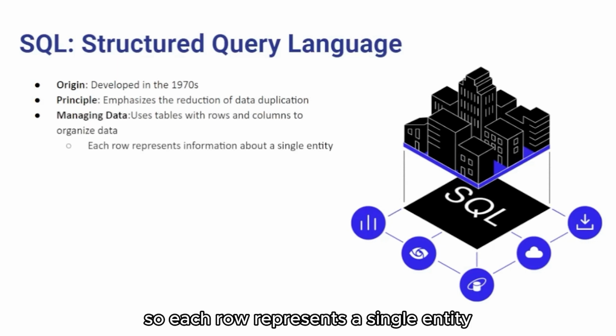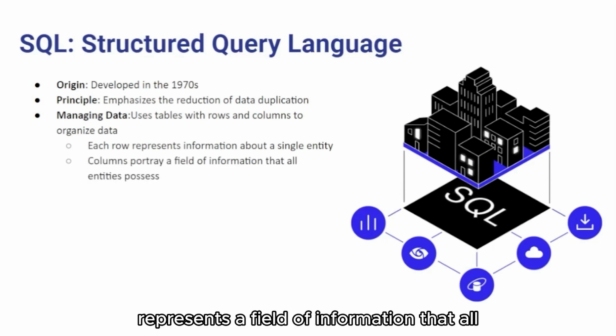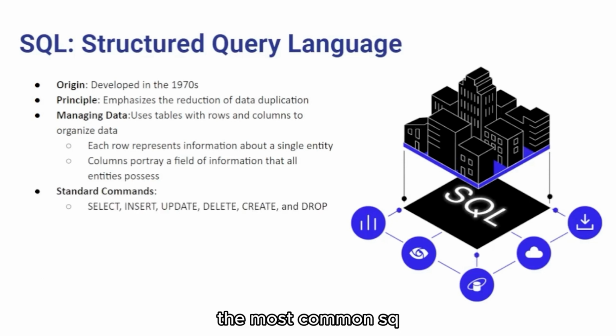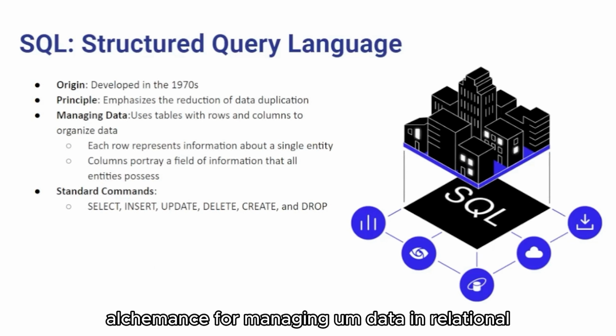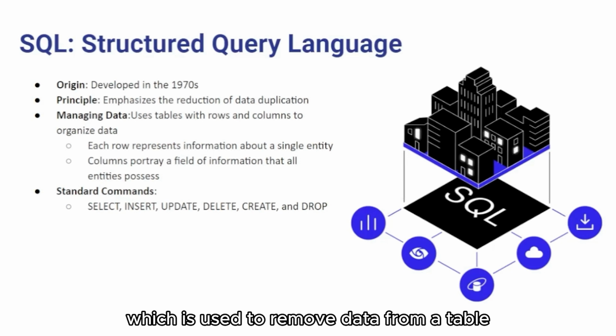Each row represents a single entity, like a customer, a product, or an order. And each column represents a field of information that all entities possess, like the customer's name, the product's description, or the order date. The most common SQL commands for managing data in relational databases are the select. This is used to retrieve data from one or more tables. Insert. This is used to add new data to a table. And then we have the update. This is used to modify existing data in a table. And then the delete, which is used to remove data from a table.